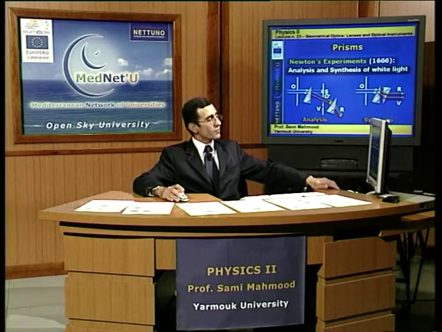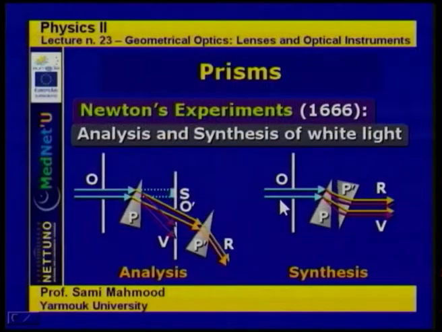And as for the synthesis, what Newton did is, first of all, he got the component colors of the white ray by analyzing a white beam.